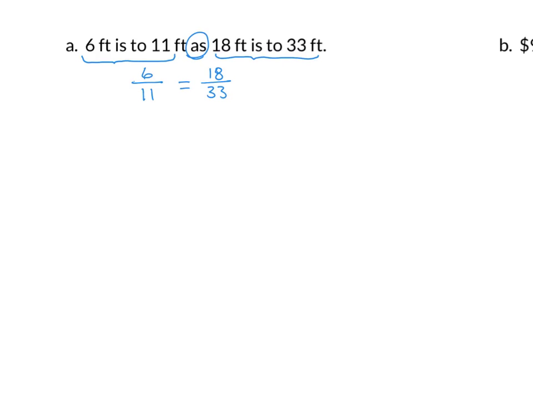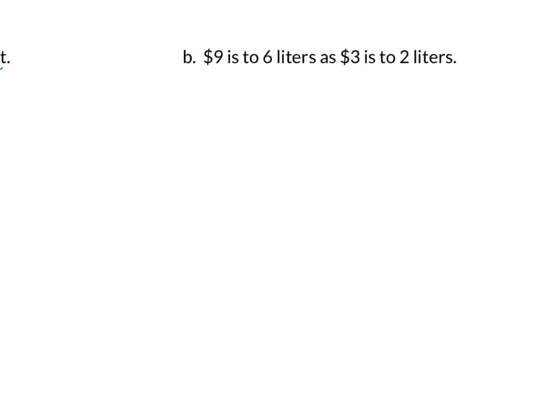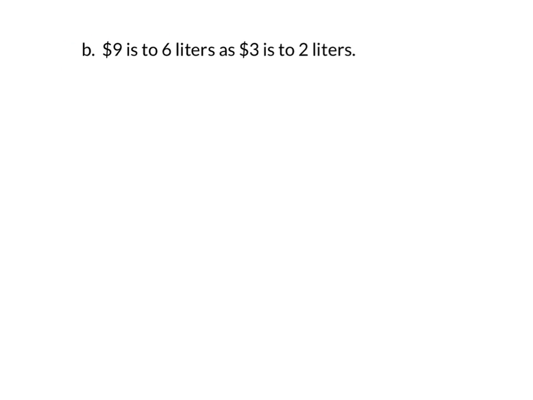Now we can also do this with rates. So B, we have $9 is to 6 liters as $3 is to 2 liters. This is an example involving rates since we have different units. Remember that when we have different units, we do want to go ahead and include them in our problem.